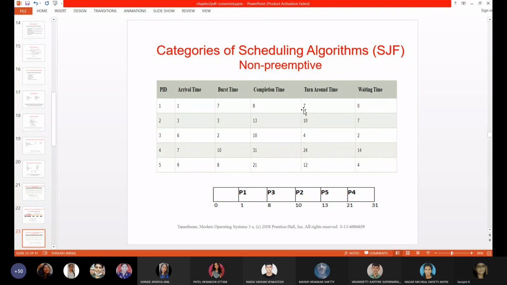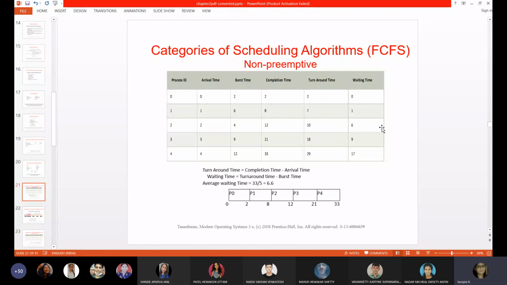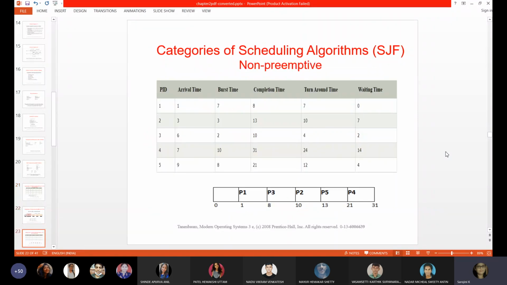The formulas for turnaround time and waiting time I have given once in a slide; I did not repeat them in every slide. Turnaround time equals completion time minus arrival time. Waiting time equals turnaround time minus burst time. When needed, you can refer to that slide. So we calculated the turnaround time. Now we have to calculate the waiting time. To calculate the waiting time, we will need what?